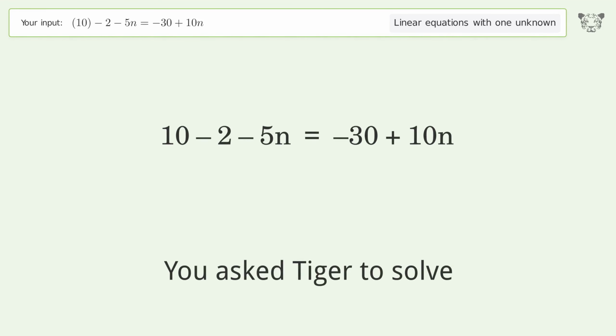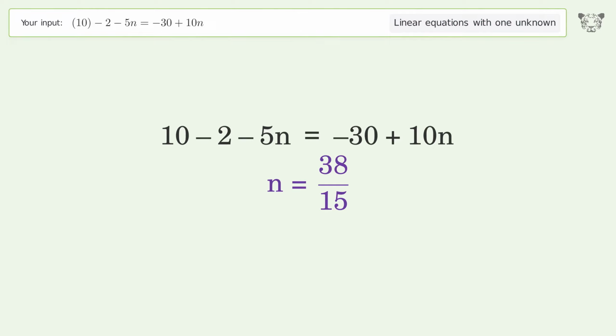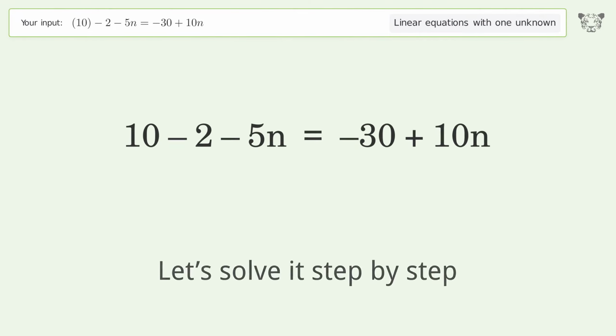You ask Tiger to solve this. It deals with linear equations with one unknown. The final result is n equals 38/15. Let's solve it step by step.